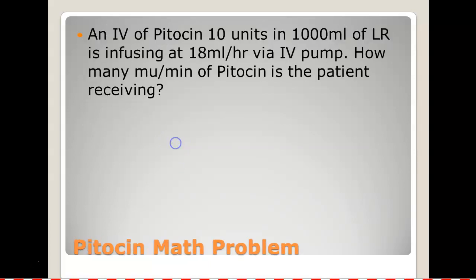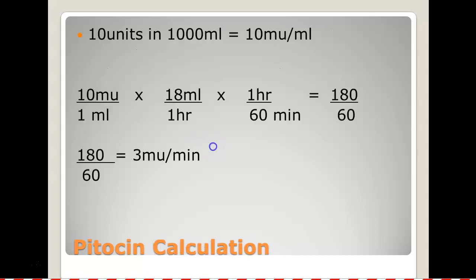So an IV of Pitocin with 10 units, so now we're changing the dosage a little bit, is in 1,000 milliliters of lactated ringers, and it's already sitting on the pump infusing at 18 milliliters an hour. So we're doing this mathematical problem from the reverse side. Here's a patient with 10 units of Pitocin in their IV bag, which is 1,000 milliliters of lactated ringers, and the pump is set at 18 milliliters an hour. How many milliunits of Pitocin is the patient actually receiving?